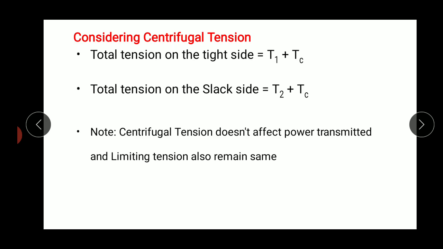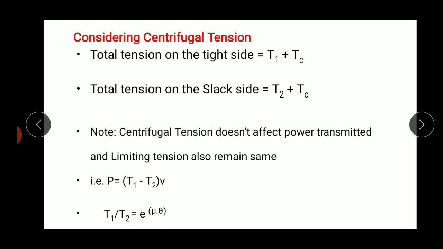One thing you should remember is that centrifugal tension doesn't affect the power transmitted. That means the effect of centrifugal tension neither increases nor reduces the power transmission capacity of the belt drive. So the power formula will always remain the same: power is equal to T1 minus T2 into v. In this, T1 is the normal tension on the tight side and T2 is the normal tension on the slack side, and v is the velocity of the belt. T1 and T2 exclude the centrifugal tension.